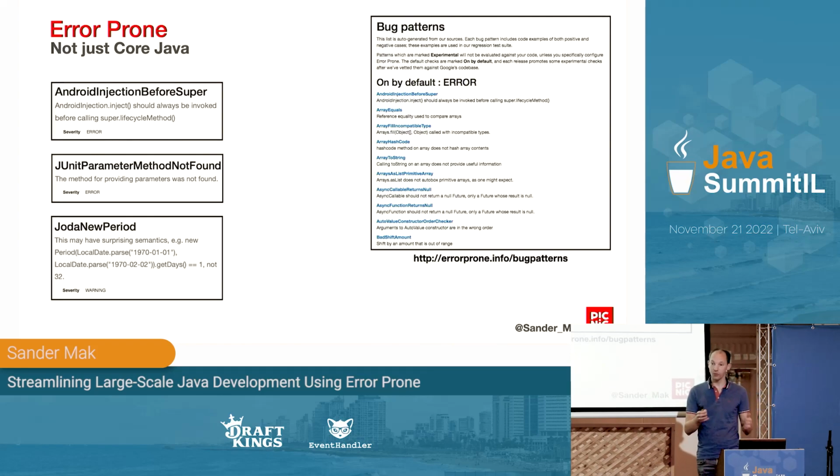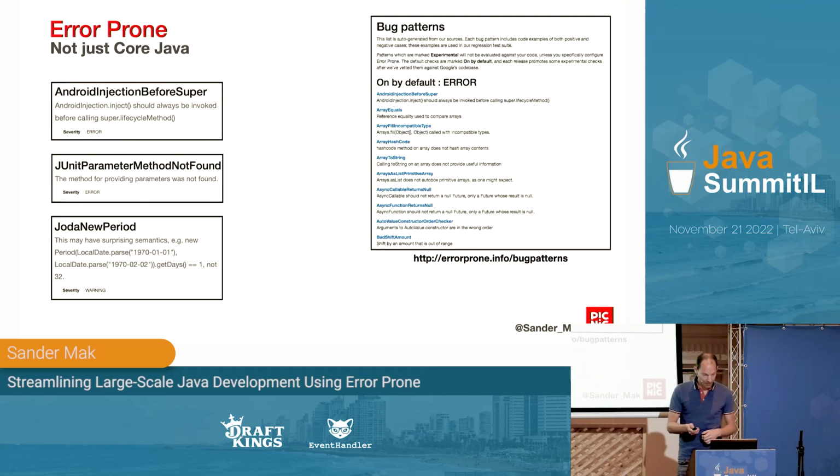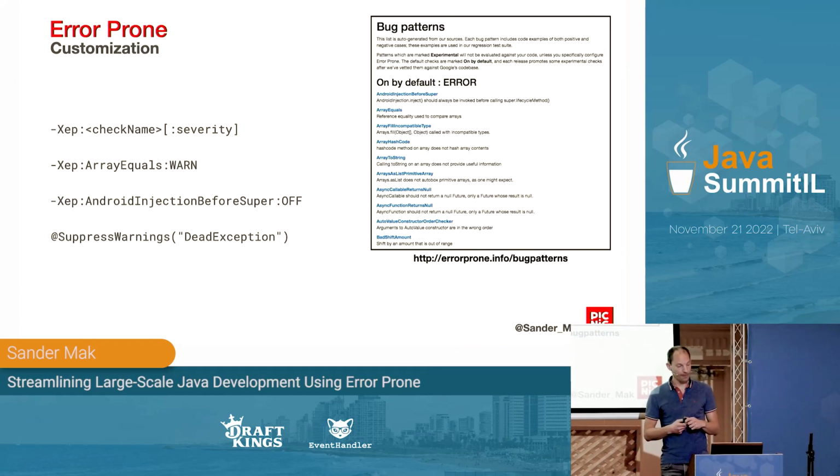And if you are misusing in some way an API of any of these libraries, and there are a few more, then you will also get these errors pointed out to you by error-prone, and even fixes if you want them. So in that sense, it goes beyond just the regular core Java issues and checks that some other tools offer.